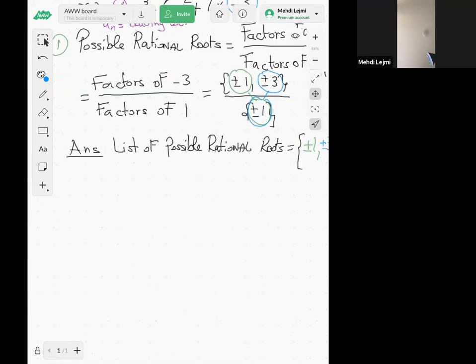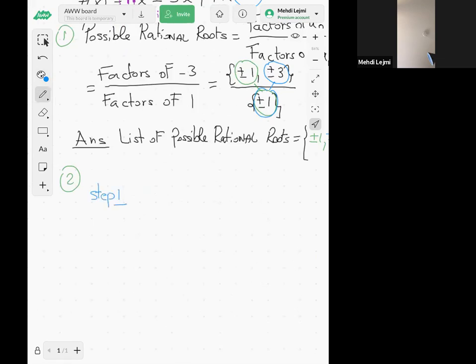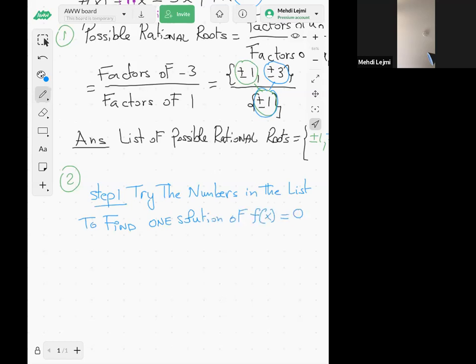So for number 2, I'm going to factor f of x completely. So how do we factor f of x completely? First step, you have to try the numbers in the list to find one solution of f of x equal to 0.